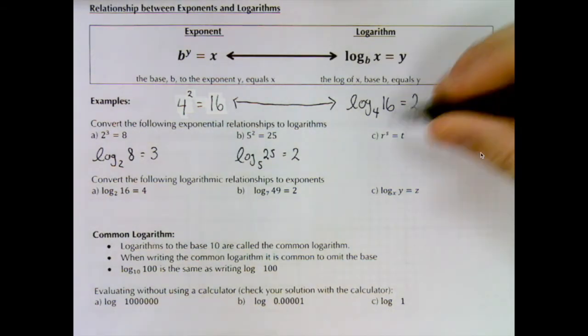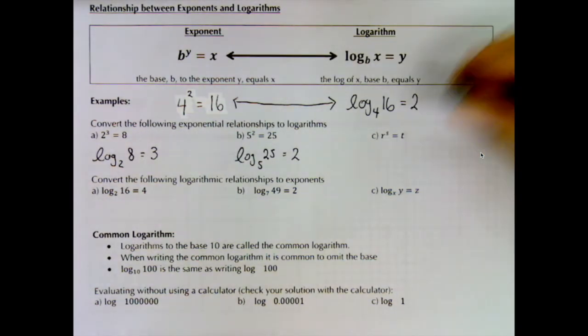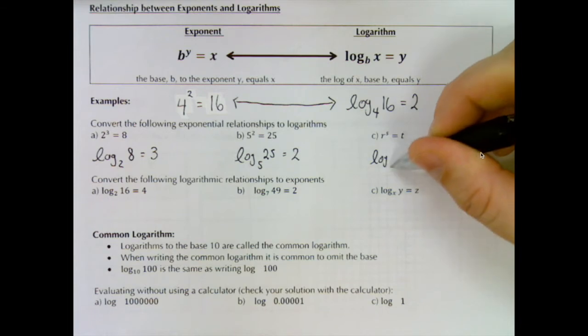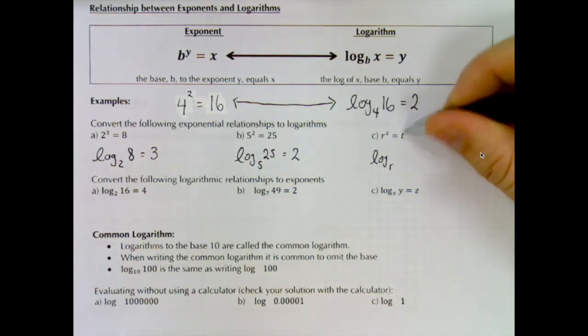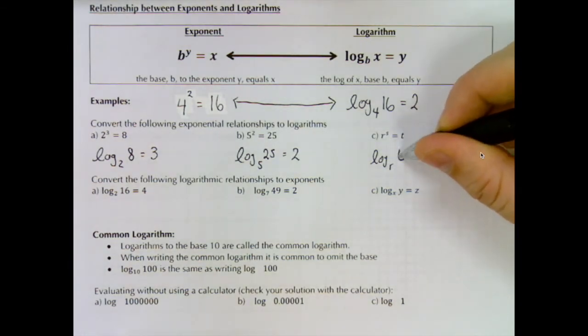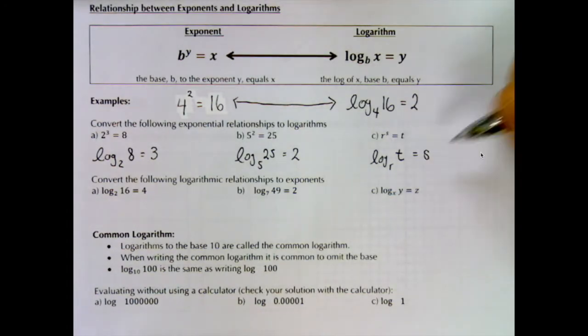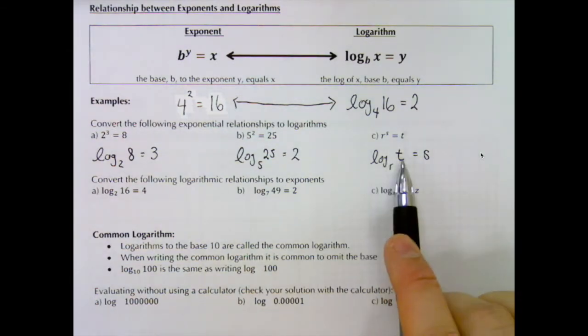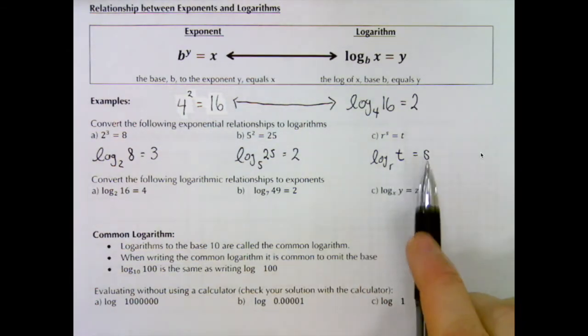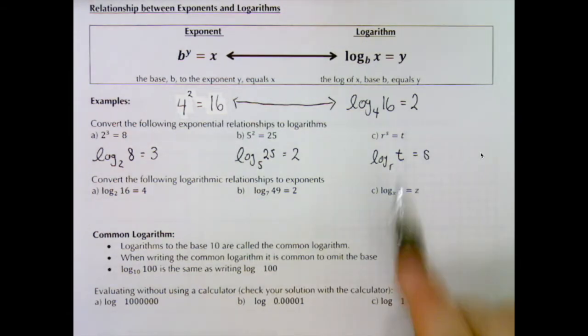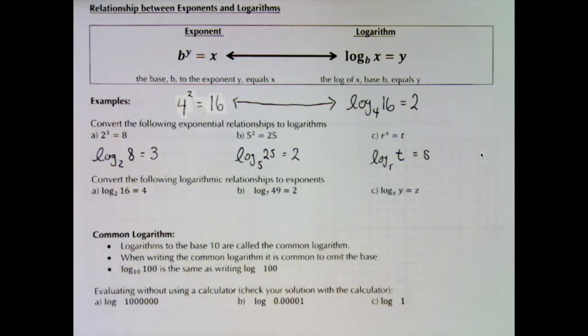So here we go. The base of the exponent is r, so the base of our log would be r. The answer is t, so that's our input to our logarithm, and the exponent is s, and the answer to a logarithm is always an exponent. So here we have log of t base r is s, because r to the exponent s is t. Okay, so hopefully that helps you convert exponents to logarithms.